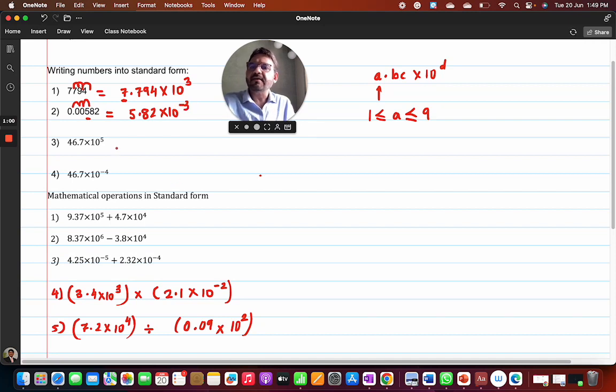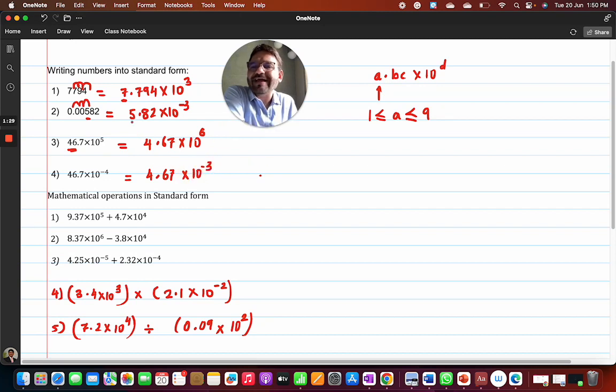Okay. Now this one is not a standard form, because the number before the decimal should be between 1 and 9. Okay, so I'll have to shift it this side. So 4.67 into 10 raised to, now you have to shift one more place, no, basically 6. Correct? Because you'll have to shift one more place. Now this one would be 4.67 into 10 raised to minus 3.